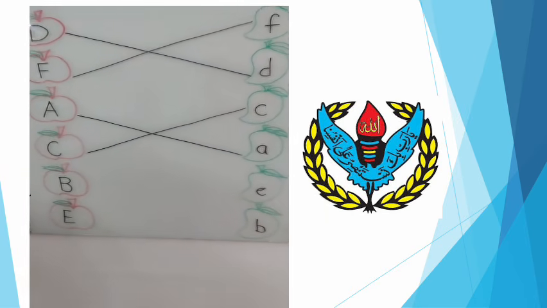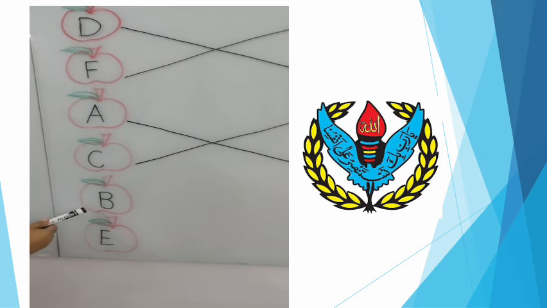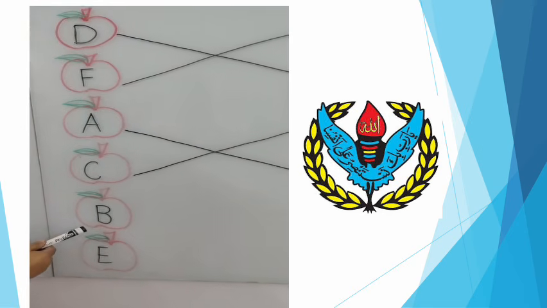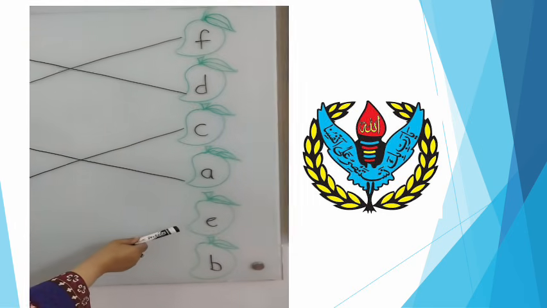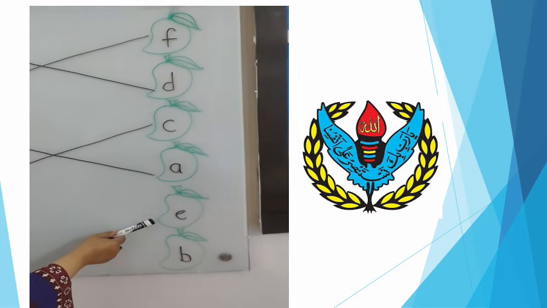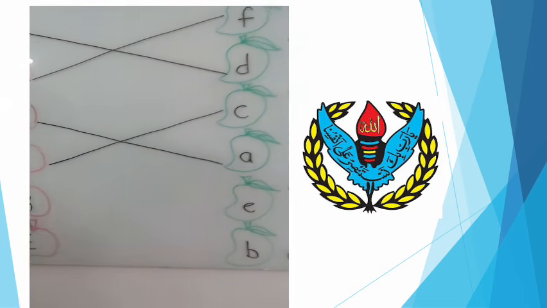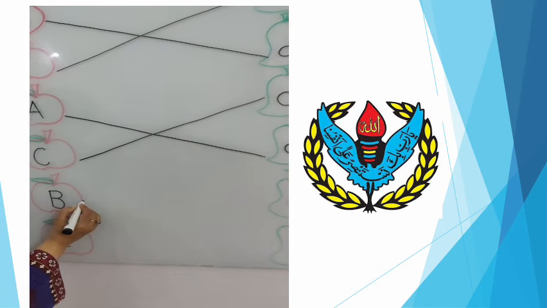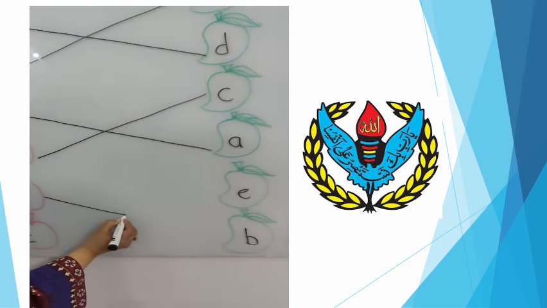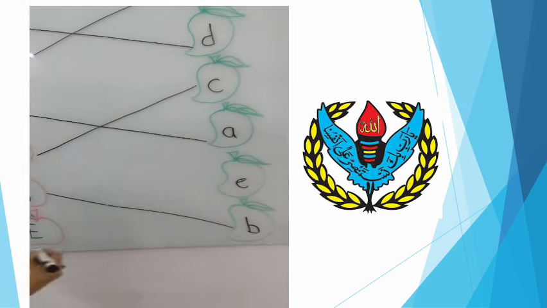Which one is the next letter? Yes, it is B. Now find out where is the small b. Is this a small b? No. Is this a small b? Yes. We have found the small b, so we join them with a straight line.